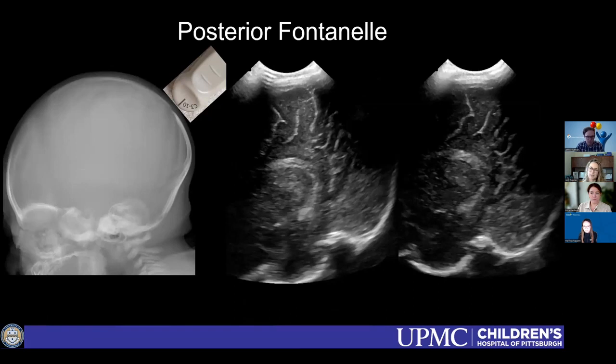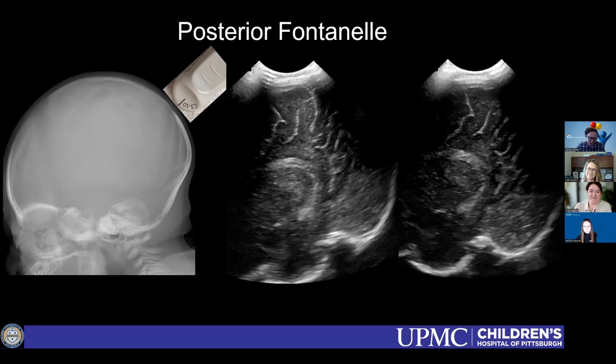We rarely get images through the posterior fontanelle because the images, quite frankly, aren't as pretty as some of our other views, but I think it's good if you're questioning some sort of hyperechogenicity in the posterior periventricular white matter. I don't know if you guys have found it to be more helpful, or do you have that routinely in your protocol, this view?